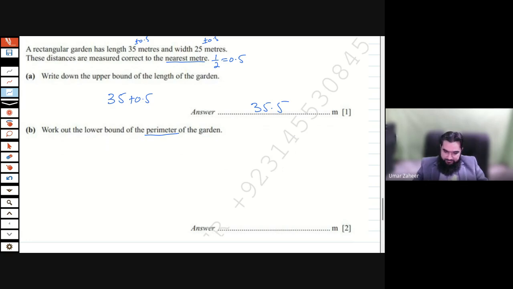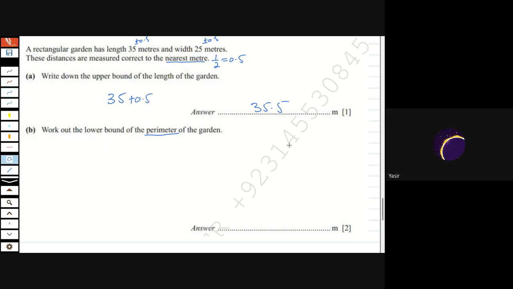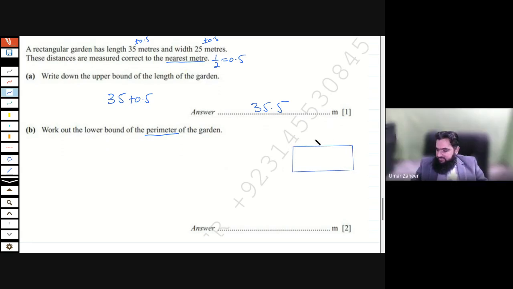Yes, sir: 2 into length plus width. Obviously, it is given that it is a rectangle, so we have to find the perimeter. Perimeter is the length of the whole boundary. So perimeter is equal to 2 times length plus width. We have to find the lower bound.